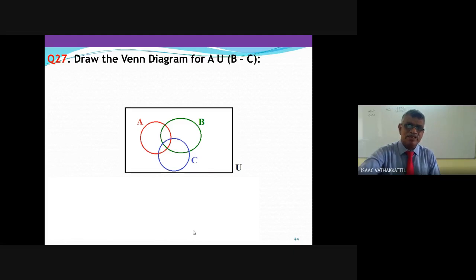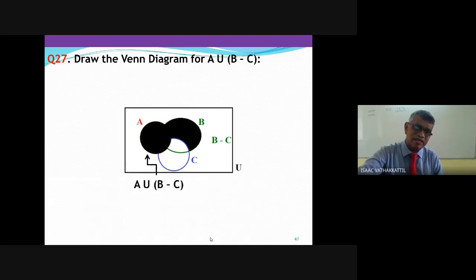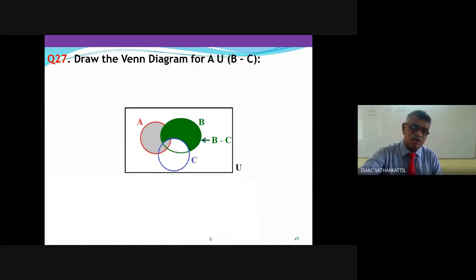Where is B minus C? From B you remove C, and you get B minus C. Now you take the union of all the portion of A as well as B minus C. Look at the union of all the portion of A as well as B minus C. Look how we are getting A union (B minus C).